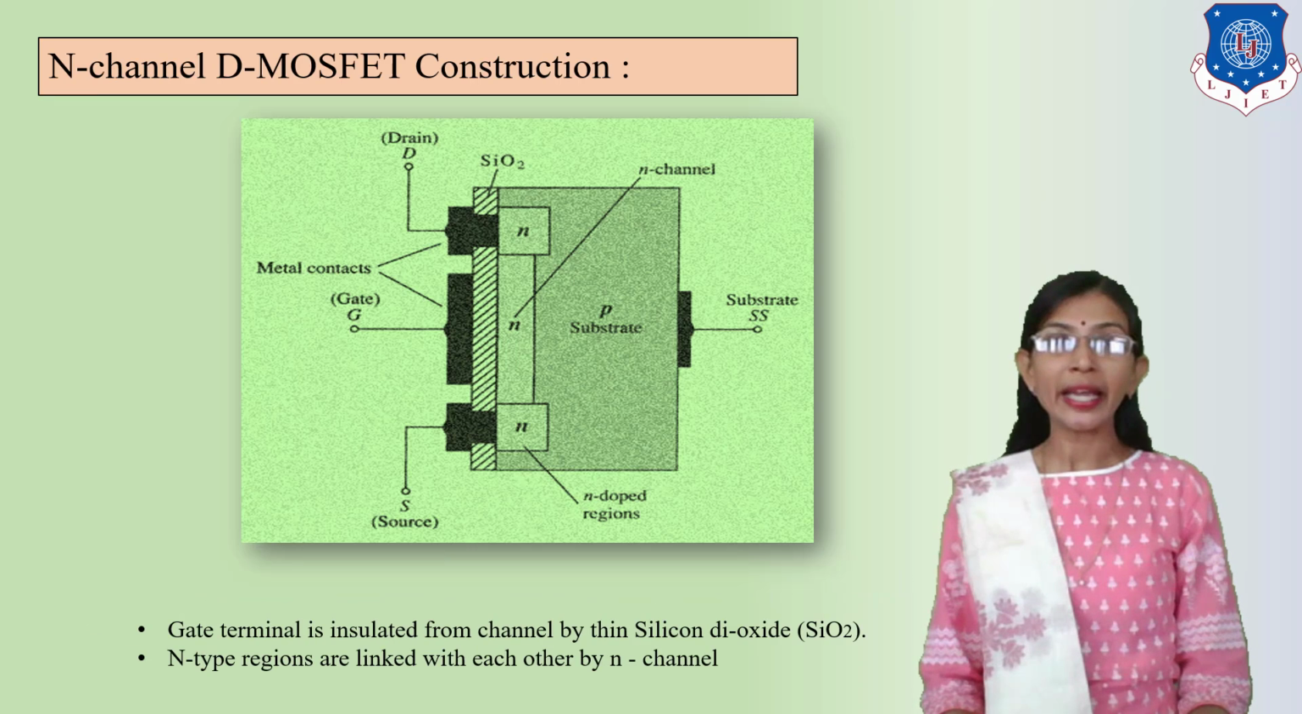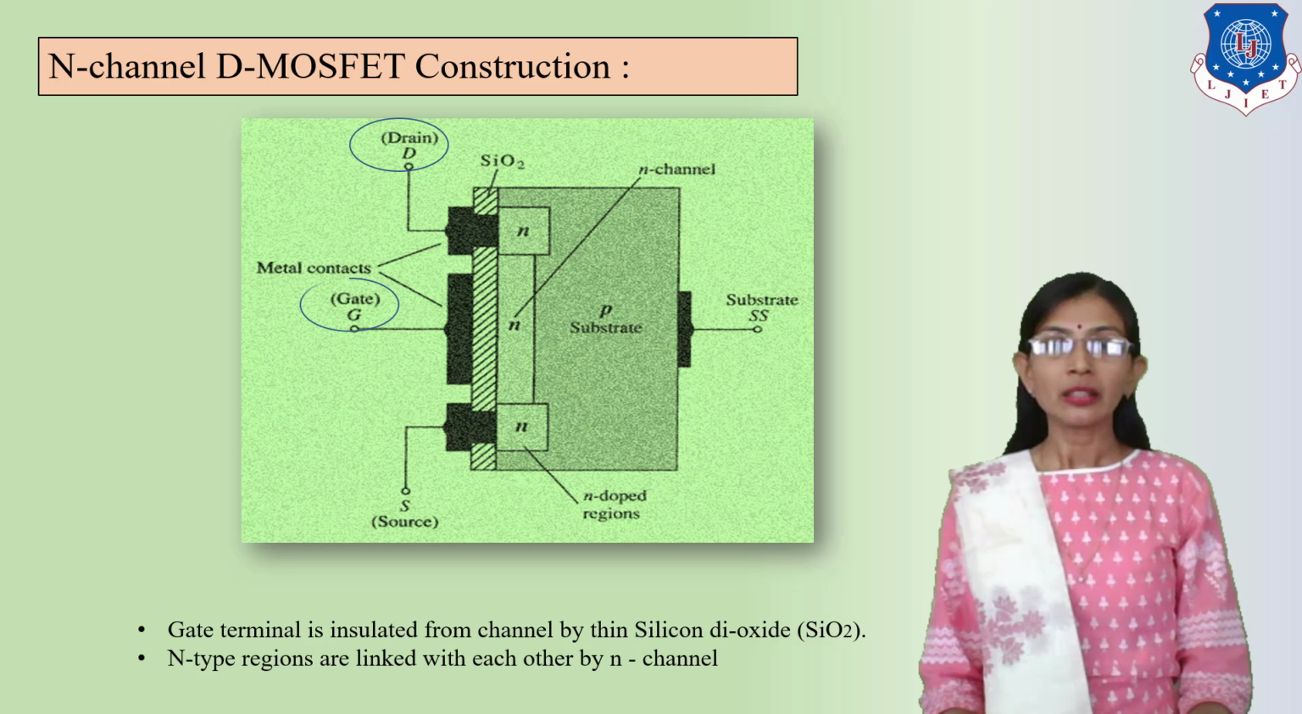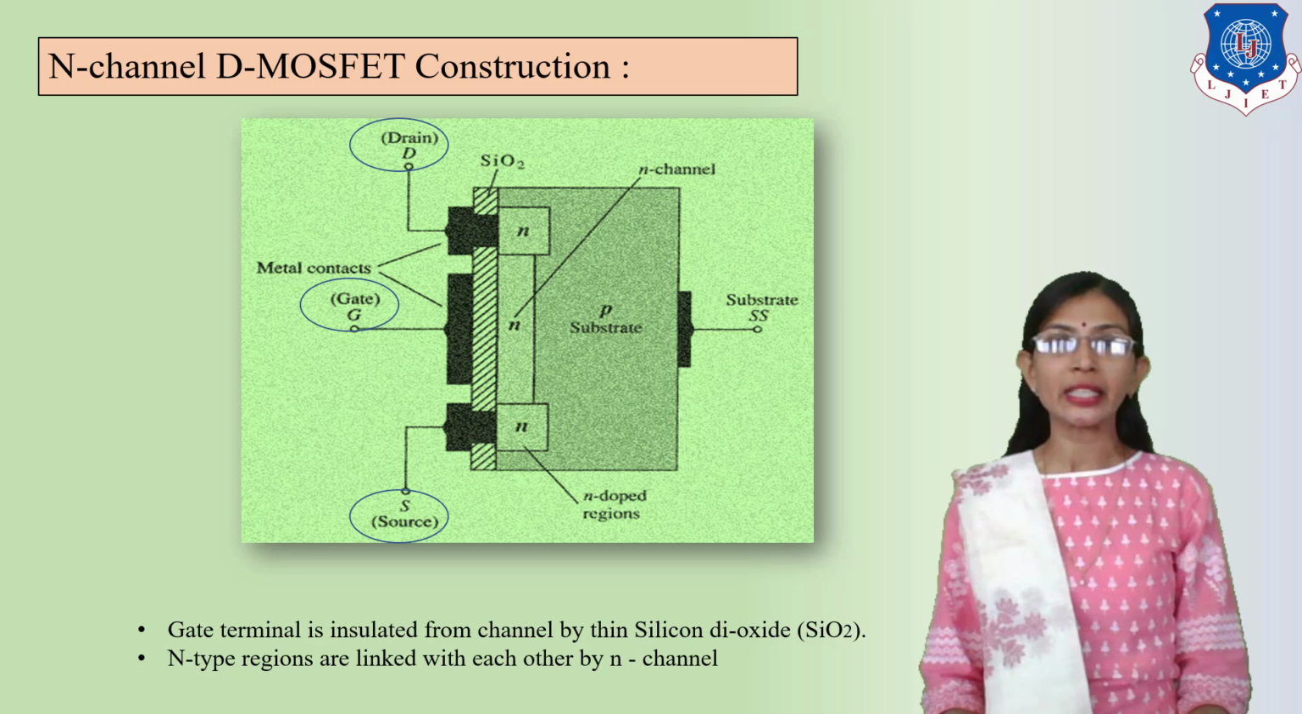Let's continue with the N-channel D MOSFET construction. Here we will have the three terminals, drain, gate and source. And another fourth terminal that is connected with the body, that is substrate. So this is the fourth terminal, SS. Look at this, this is the main body, that is P substrate.